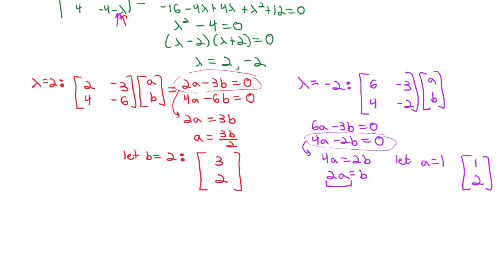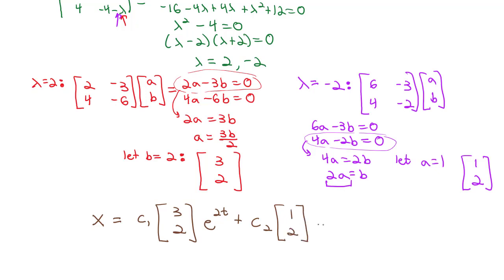Put that all together to get our solution for x. x is c1 times the vector 3, 2 times e to the 2t, plus c2 times the vector 1, 2 times e to the -2t. But we're given these initial conditions. We were told that x of 0 equals -1 and y of 0 equals 2.